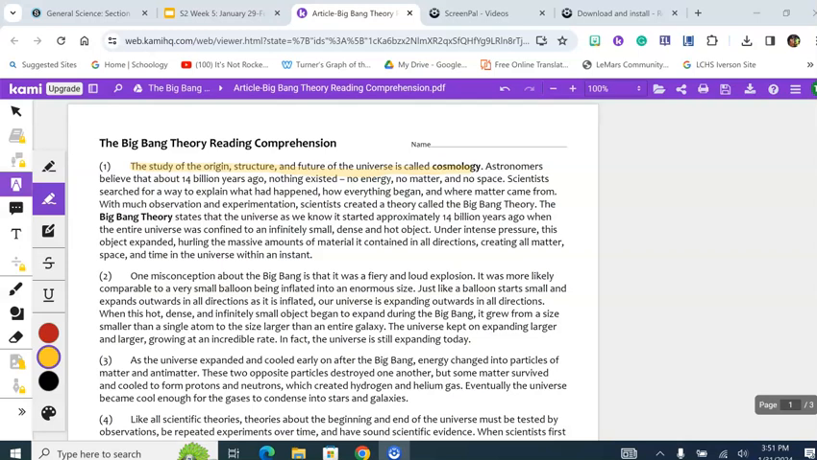The Big Bang states that the universe, as we know it, started approximately 14 billion years ago, when the entire universe was confined to an infinitely small, dense, hot object. Under intense pressure, this object expanded, hurling the massive amounts of material it contained in all directions, creating matter, space, and time in the universe within an instant. So if you would, please highlight this last sentence.